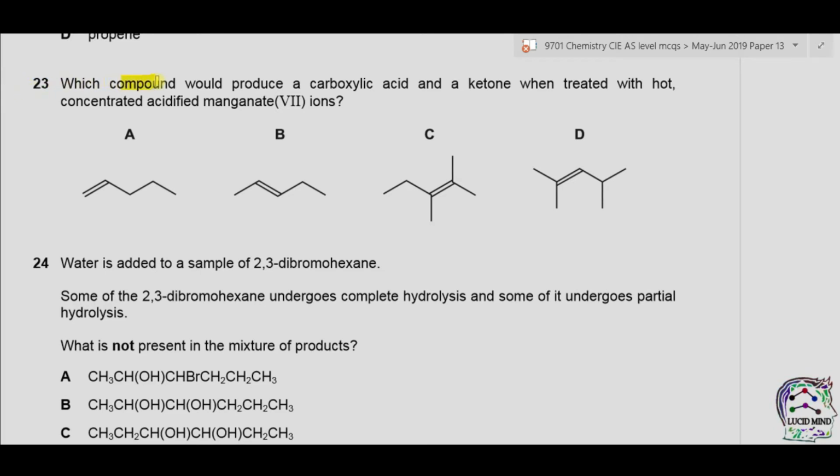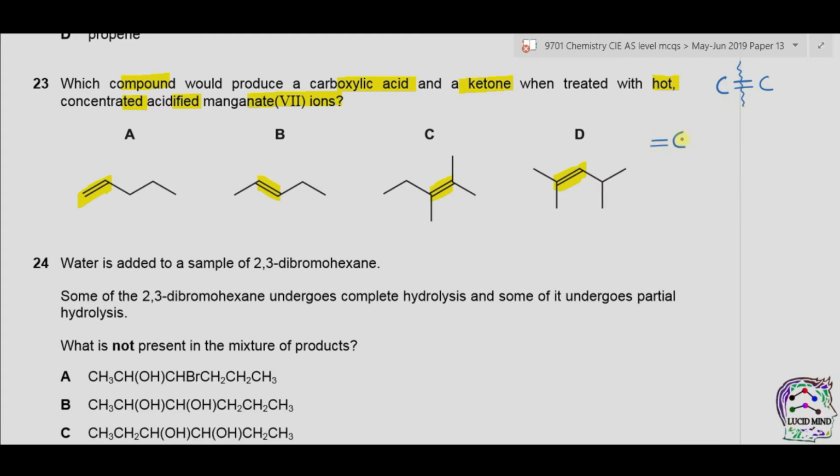Question 23. Which compound would produce a carboxylic acid and a ketone when treated with hot concentrated acidified manganate 7 ions? As we can see that in A, B, C and D we have alkene functional group that is present. For alkenes, you should remember that when reacted with hot concentrated acidified manganate 7 ions, the double bond is broken. And the products can be formed like this.